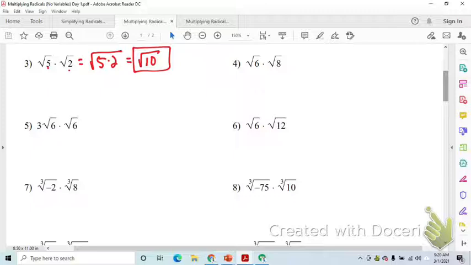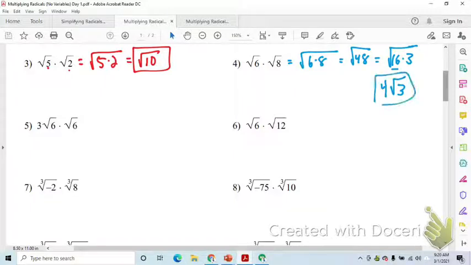Now, next up here, this one, I don't know how you want to do this one. I'm just going to go ahead and multiply because I know what I'm doing. So this would be 6 times 8 inside, which is going to be 48. The biggest square that goes into 48 is not 4, it's 16. 16 goes into it 3 times. So then the square root of 16 is 4. The square root of 3 is just the square root of 3. So that's what you have for that one.